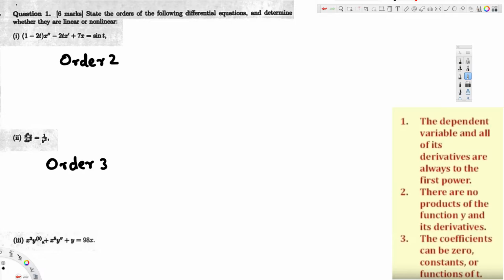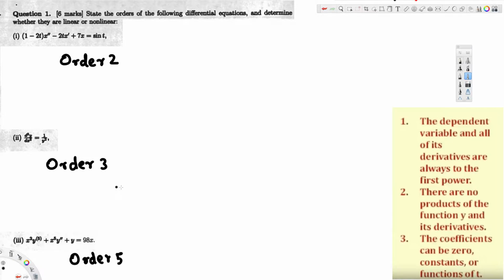And here we have x square y power 5 and x power 5 y double prime y. But here you have to be careful. This bracket power 5 is representing the derivative, the fifth derivative. So when you have this one, this is order 5. That's our highest order, right? Order 5, and that's how we decide the order.